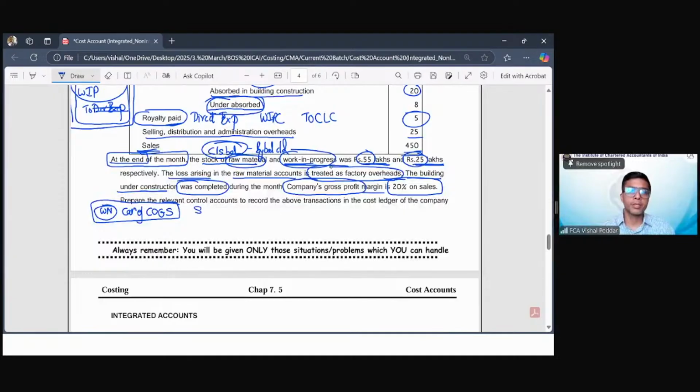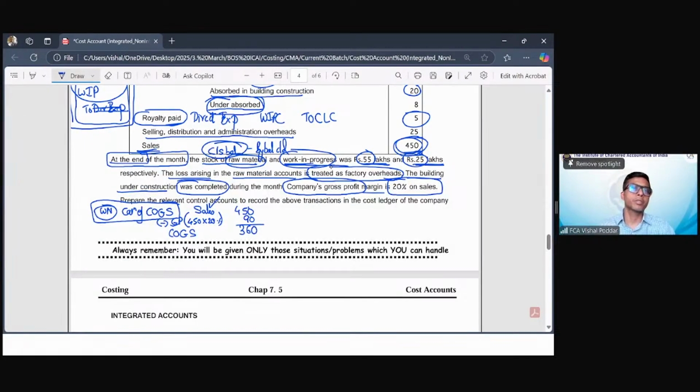How do I get this? I know my sales, which is 450. And they have given me GP, which is 20% of 450. That is 20% of sales, so it comes to 90. Now, if I deduct the GP from sales, what is left is my cost of goods sold.